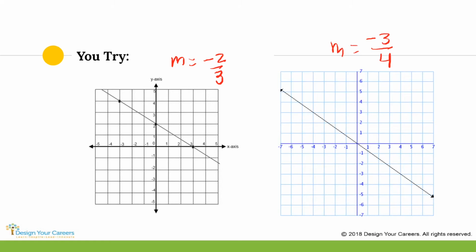Now, just going over this really quickly, I pick this point and this point, I'm going down 2 over 3. It's negative, so the slope is negative 2/3. For this one, I pick this point and this point, I'm going down 1, 2, 3 over 1, 2, 3, 4, so 3 over 4, but that is negative because it is going down when we go left to right.